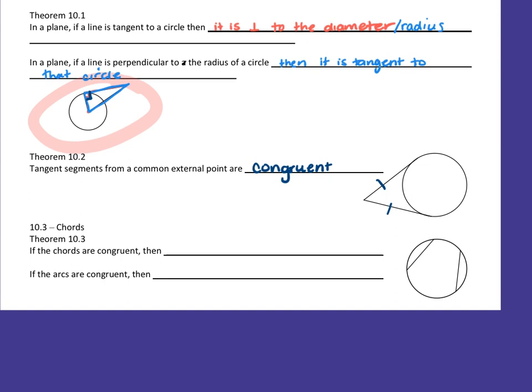Then we got into more chords in 10.3, and the theorem we learned about the chords in 10.3 was if the chords are congruent, then the arcs are congruent. And if the arcs are congruent, then the chords are congruent. So if these two arcs are congruent, then these chords are congruent, and vice versa. If the chords are congruent, then the arcs are congruent.